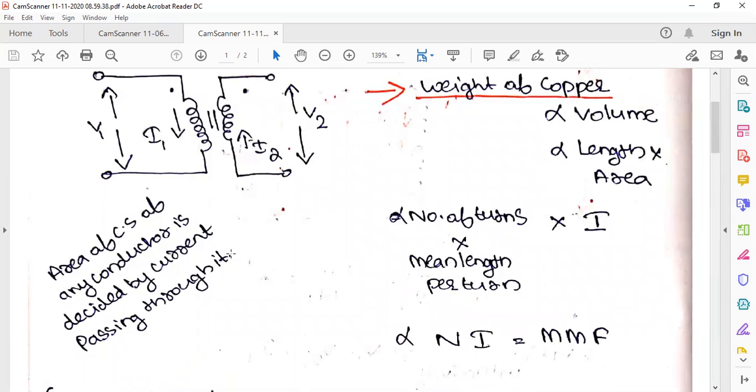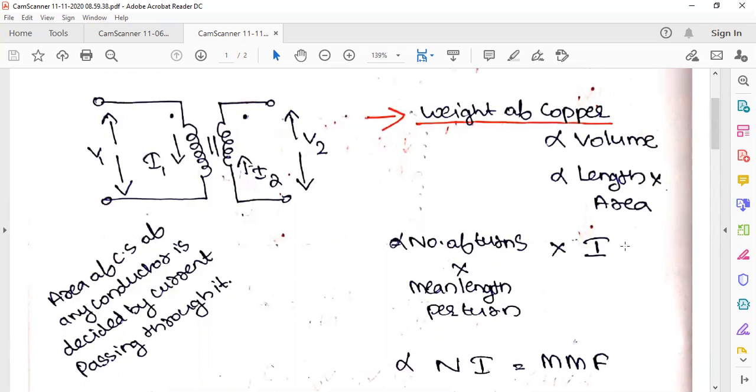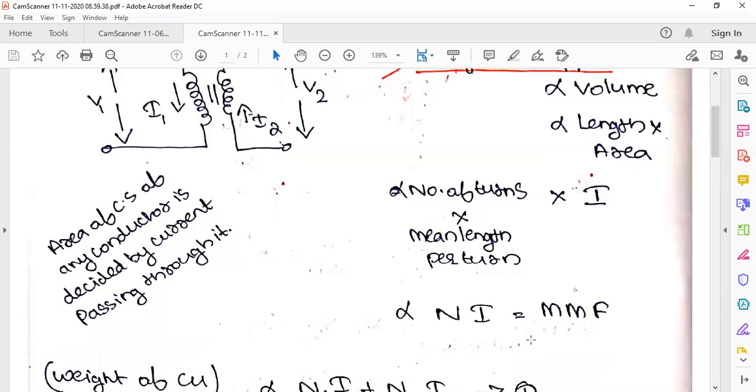You have been studying this from the earlier classes, because resistance is equal to rho L by A. So depending upon the cross section, the current will also be more or less. So area we can substitute as I, so finally it will be equal to N into I. This N into I is familiar to you. In the first class I taught you some equations for MMF, the magnetomotive force. So MMF is equal to N into I.